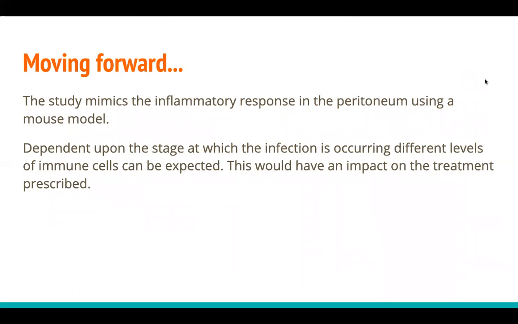So in our study, we used a mouse model to mimic the inflammatory response in the peritoneum, and looking at different stages of the infection, different immune cells can be expected. So this would affect what treatment was needed.